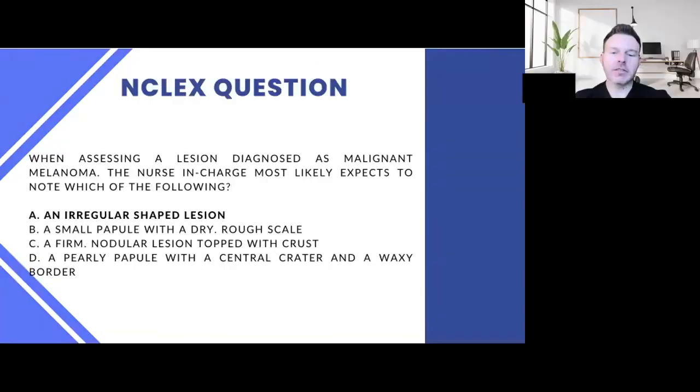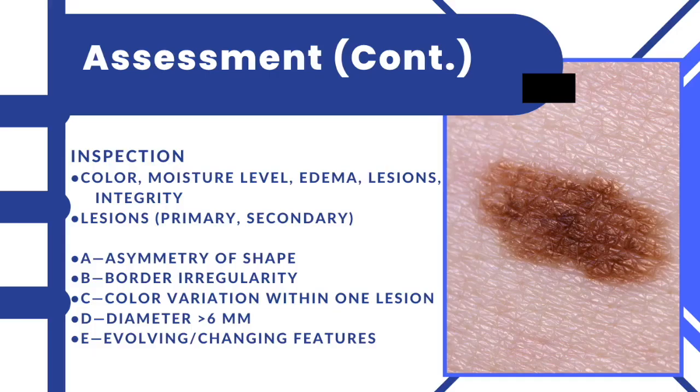All right, your correct answer is A, an irregular shaped lesion. To answer this question, we want to remember when we're looking at abnormal lesions on our bodies, we're going to teach our patients, educate them, but also for us, the ABCDE method. A stands for asymmetry in shape. B, border irregularity. C, color variation within one lesion. D, the diameter is greater than 6 millimeters. And E is evolving, changing features.